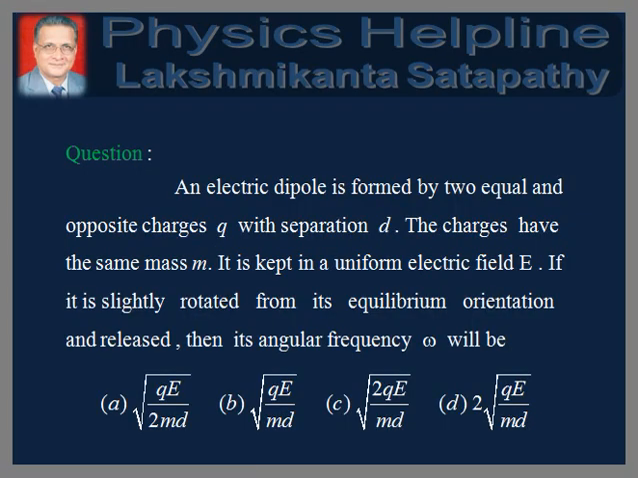An electric dipole is formed by two equal and opposite charges Q with separation d. The charges have the same mass m. It is kept in a uniform electric field E. If it is slightly rotated from its equilibrium orientation and released, then its angular frequency omega will be.